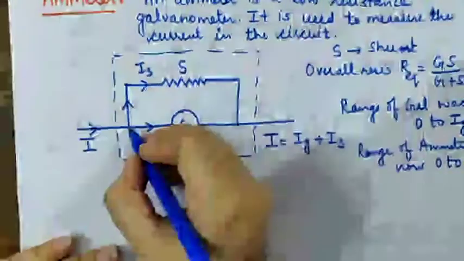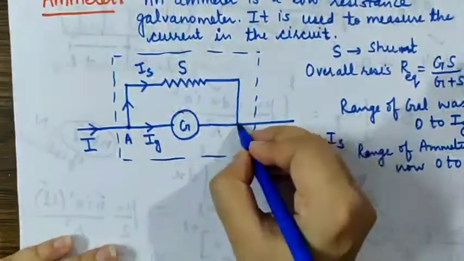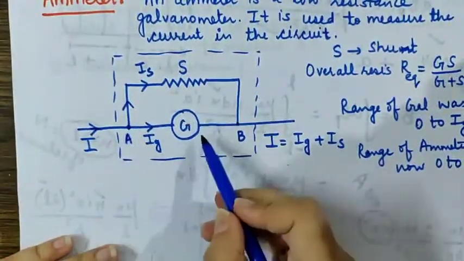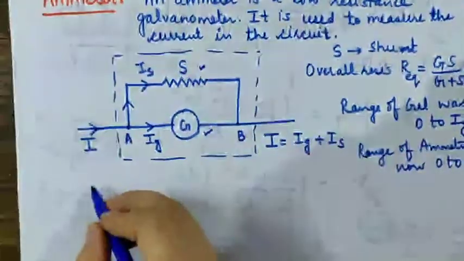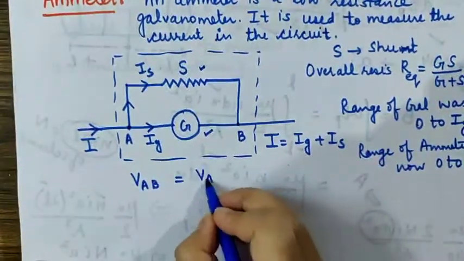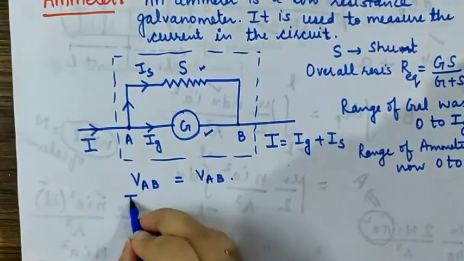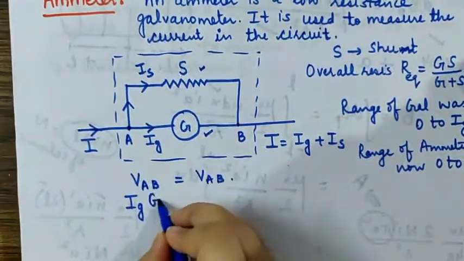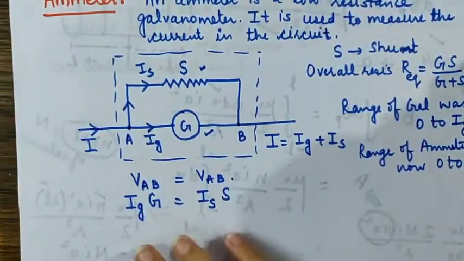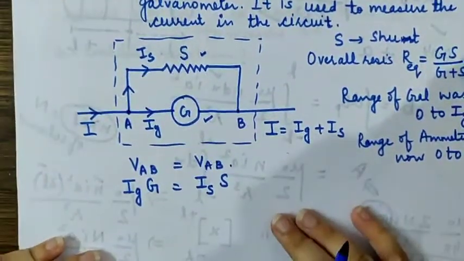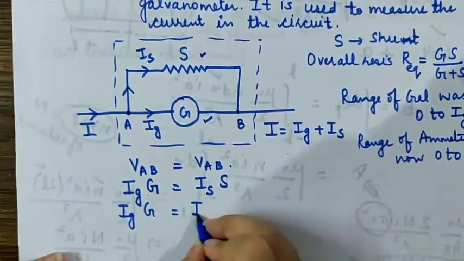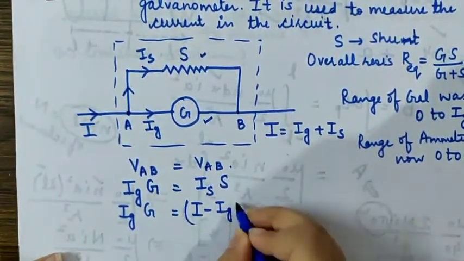Now we can do some mathematics. Let this point be A and let this be B. So AB is common for both the galvanometer and the shunt. So the potential difference along AB is the same. The potential difference across the galvanometer is equal to the potential difference across the shunt, because potential difference is nothing but current into resistance. Now Ig into G is equal to Is into S, which can be written as (I minus Ig) into S.